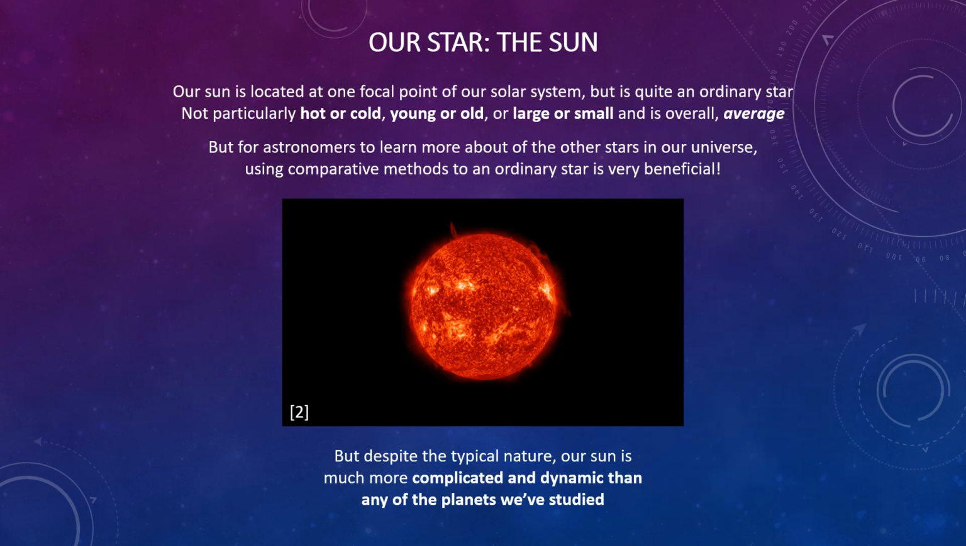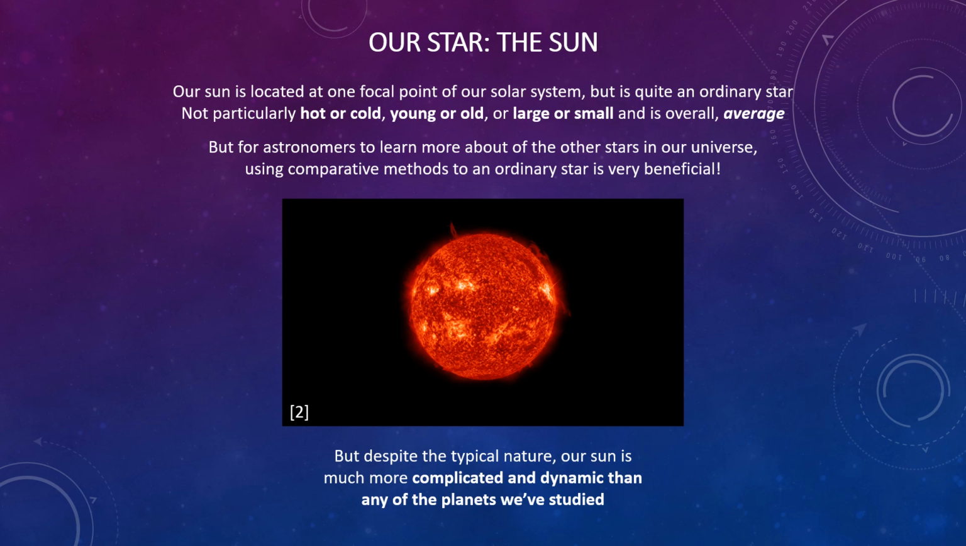So our sun is, as we know, located at one of the focal points within the elliptical orbits of all the planets in the solar system. And it is quite an ordinary star as far as all the stars in the universe go. It's neither too hot nor too cold. It's not too old or too young. And it's not too large or too small. This is Goldilocks' star, if you will.